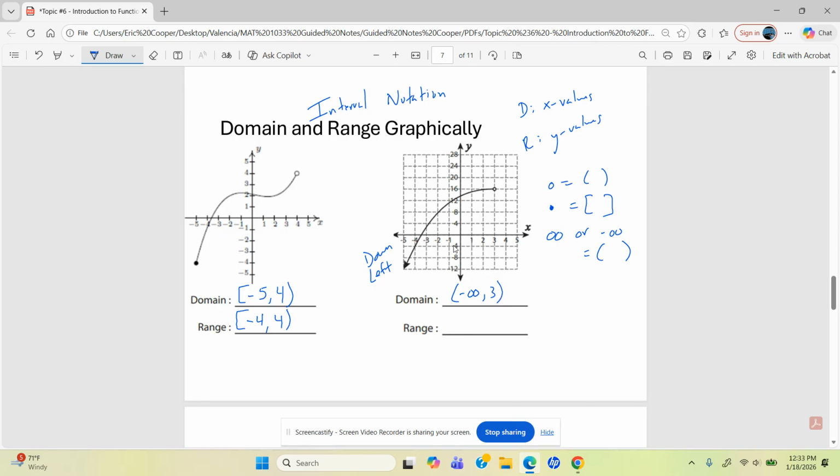Now for my range, we're going to look bottom to top. So if I start all the way at the bottom, again I get the arrow, which means it's going down forever. That means the range is -infinity. It's going to continuously go down, so there's no number it's going to stop at for the bottom. For the top, we'll go to the highest. Again, this point represents the highest. That's 16. But we can't include the 16 because it's got an open dot, so it will get a parenthesis. So the domain is any value between negative infinity and 3, and the range is any value between negative infinity and 16.